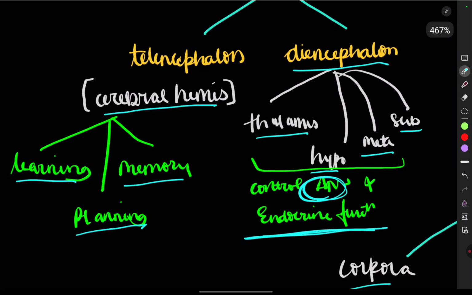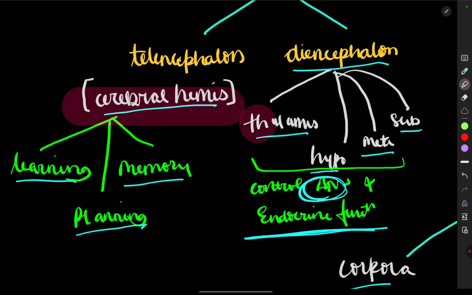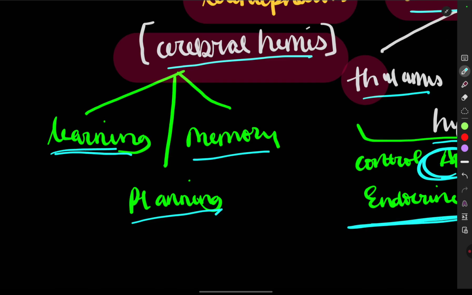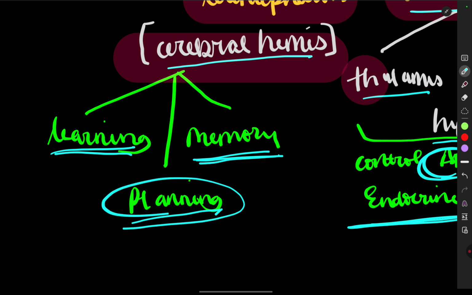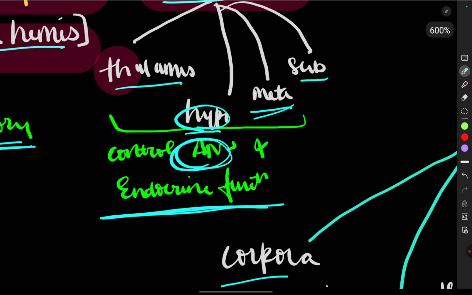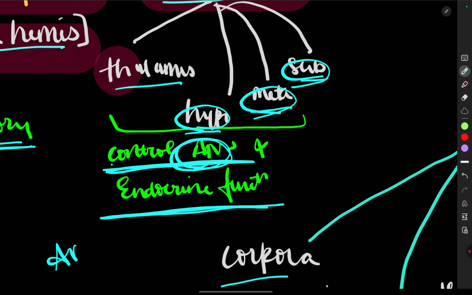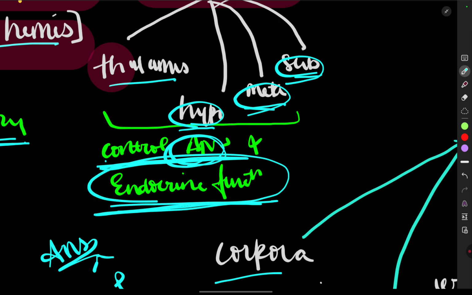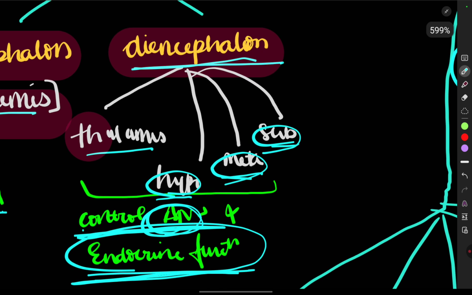Now the forebrain contains the two cerebral hemispheres and the diencephalon. The cerebral hemisphere helps in learning new things, memory, storage of memory, planning, and processing. The thalamus, hypothalamus, metathalamus, and subthalamus all help in controlling the autonomic nervous system, that is the sympathetic and parasympathetic functions, and the endocrine functions. The hormonal functions are regulated by the diencephalon.